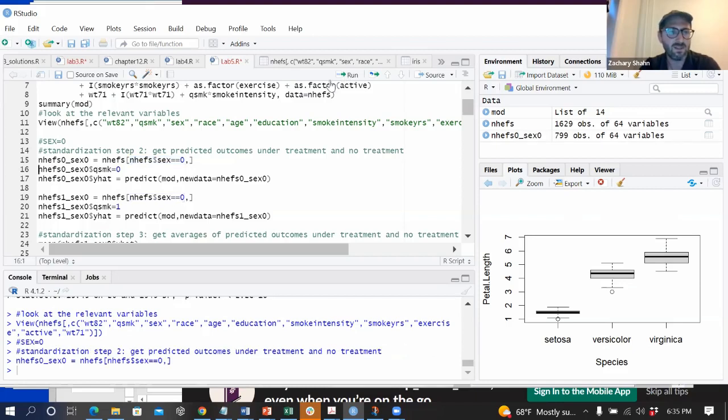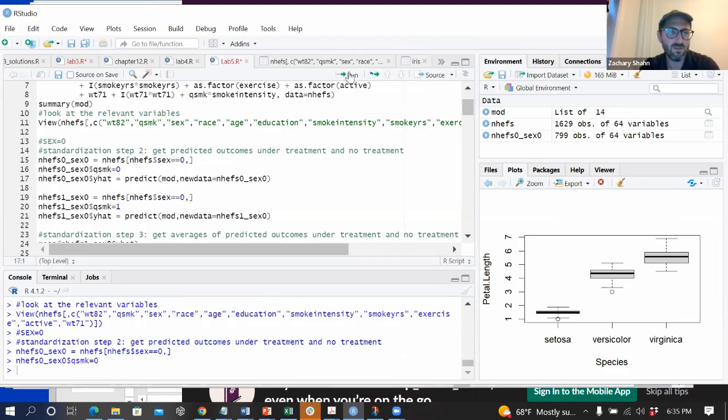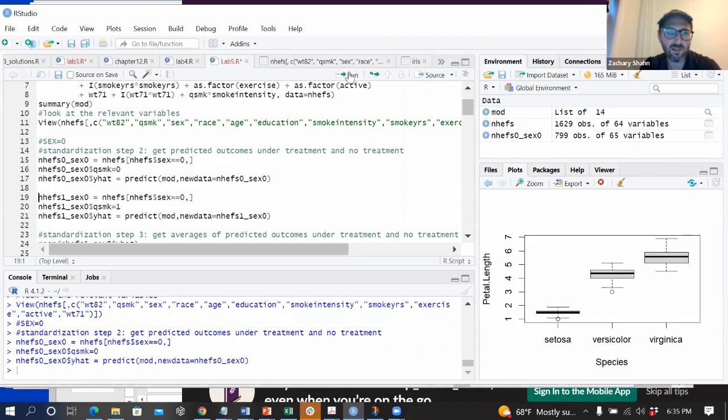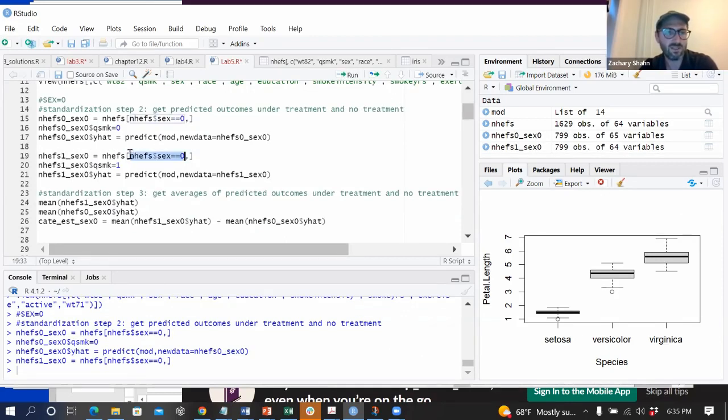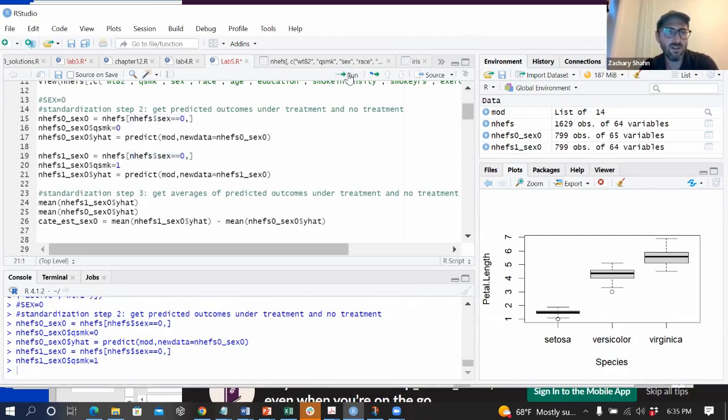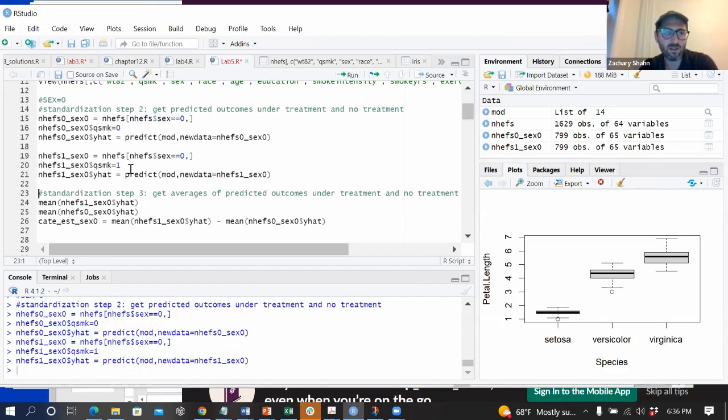Okay. So now we'll set everyone's treatment value in that data set to be 0, and we'll predict what their outcome under no treatment is. And then we'll do the same thing, but we'll set the treatment value to be 1. So again, the original data set restricted to men, but then setting the treatment value to be 1 and predicting everybody's outcome had they been treated.